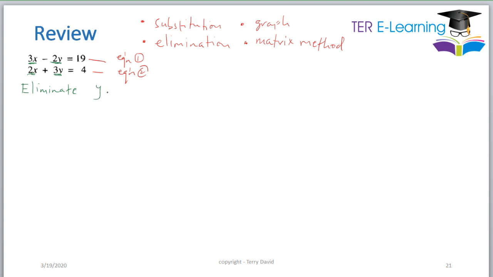Right, the option is yours in the exam, but I'm going to eliminate y here because some students may get some problems. So here's what we're going to do. In order to eliminate y, the two y's must be the same. Notice I have minus 2y and 3y, right?